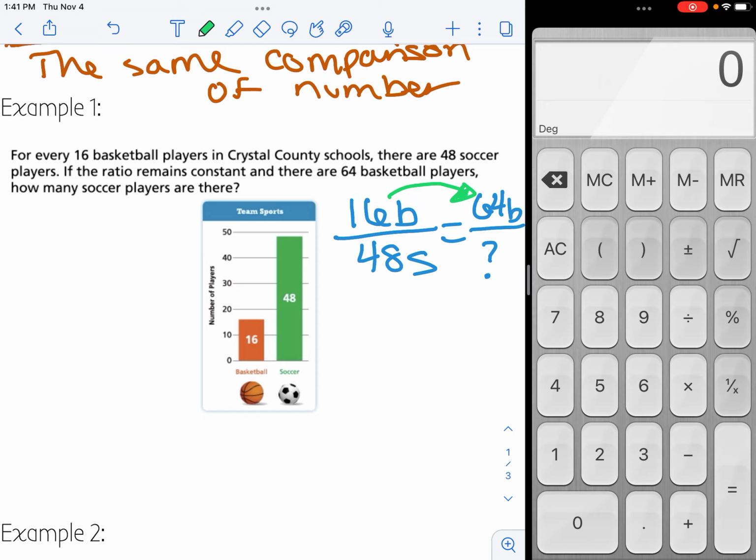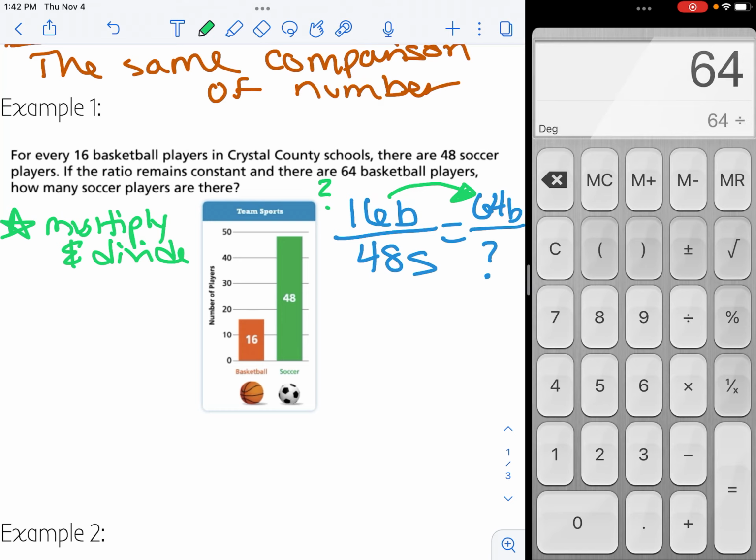Now, one important thing to keep in mind is that with ratios and rates, we can only multiply and divide. So using multiplication or division, what are we using up here to get from 16 to 64? We're using multiplication. So to figure out what we're multiplying by, we can do the opposite. We can divide. So 64 divided by 16 equals 4. That means we are multiplying our 16 by 4. So they have 4 times as many basketball players now.